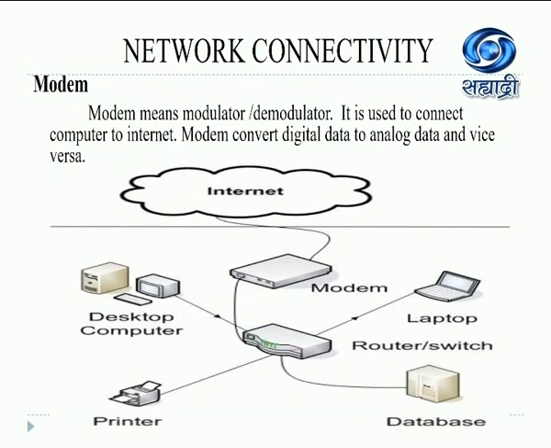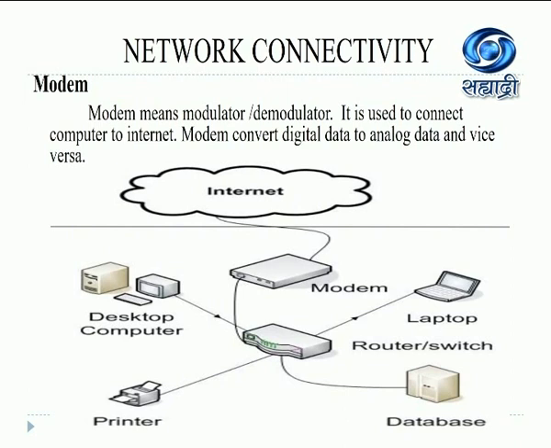Next one is the modem. Modem means modulator or demodulator. It is used to connect a computer to the internet. Modem converts digital data to analog data and vice versa. So if you look here in this representation, if I want to access the internet, first of all you need to purchase a modem for that related net. So in case of the internet, that signal first of all will reach the modem. Modem will route that connection to your related router.